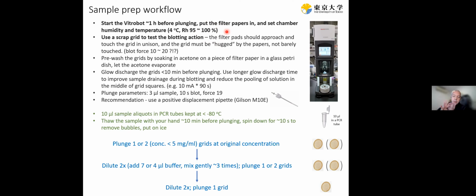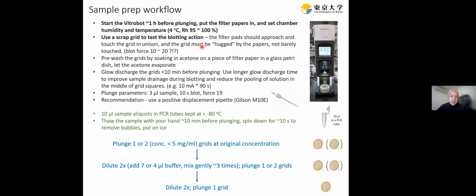Because if they are dry, if you put them in just before the plunging, during the blotting they suck out the water, but they are also very near to the surface of the grid. My subjective opinion is they can act as a dehumidifier, basically sucking out the moisture and making the atmosphere around the grid less humid, and that could increase the evaporation rate and make things quite random with the ice thicknesses you're getting.